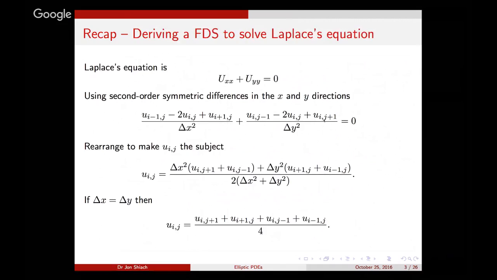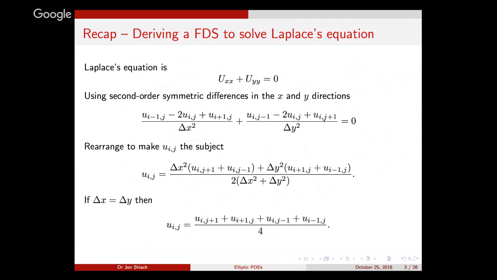This is what we looked at last week, Laplace's equation, perhaps the simplest, most common example of an elliptic PDE. It's a double derivative of u with respect to x plus a double derivative of u with respect to y. And we use second order symmetric differences, taken from the finite difference toolkit. They're all derived from Taylor series. In practice, we don't derive them each time, we just look them up.